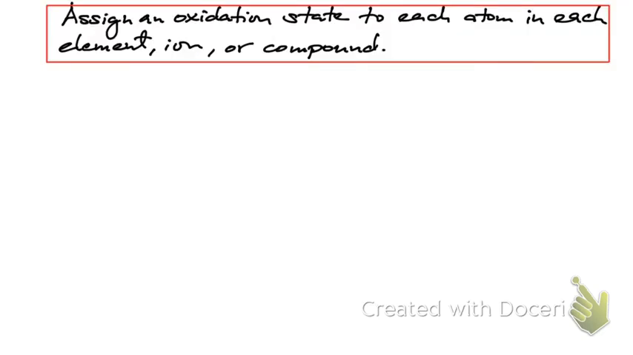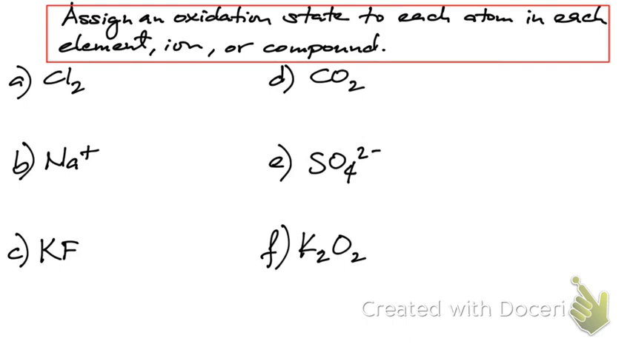Okay, let's take a look at some examples here. Assign an oxidation state to each atom in each element, ion, or compound. All right, so for A here, we have chlorine gas, right? Cl2. So Cl2 is considered a homonuclear diatomic. So this is rule number 1, right? Or a free element in its most stable form. And so chlorine gas will receive an oxidation state of 0.